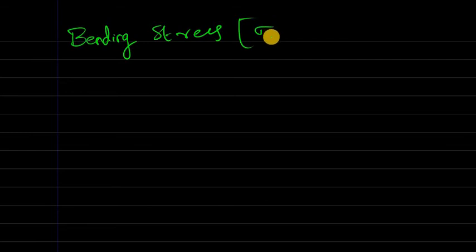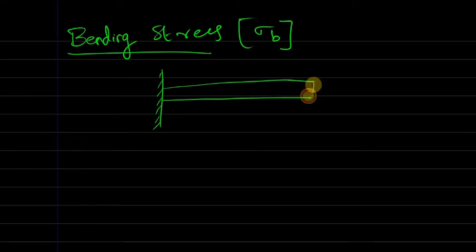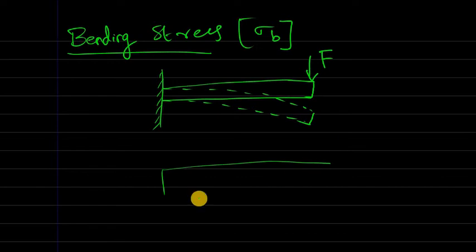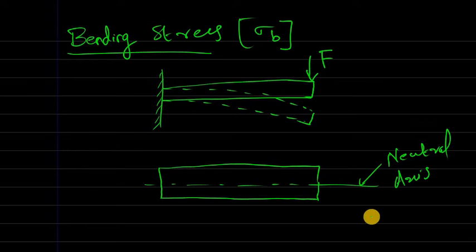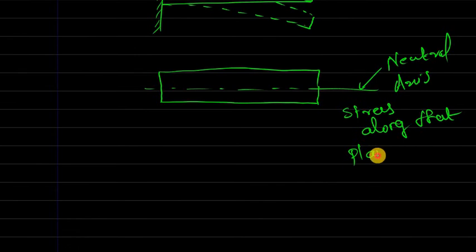Then another type of normal stress is bending stress. We will represent it using the symbol sigma B, bending stress. Let us consider a cantilever beam like this, and if we apply a force F at its free end, then it will get bent like this, isn't it? During bending, some stress is developed inside this beam. So let us consider a beam like this. Then we will also mark an axis at the middle. This axis is called the neutral axis. That means stress along that plane is equal to 0.